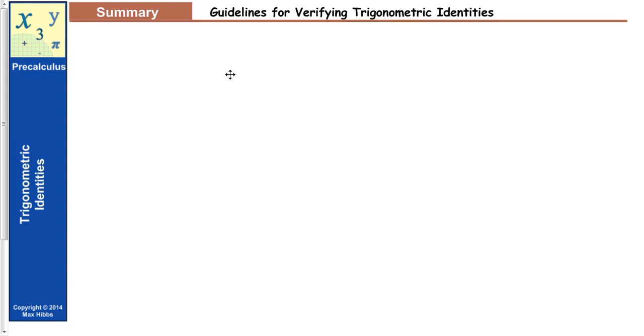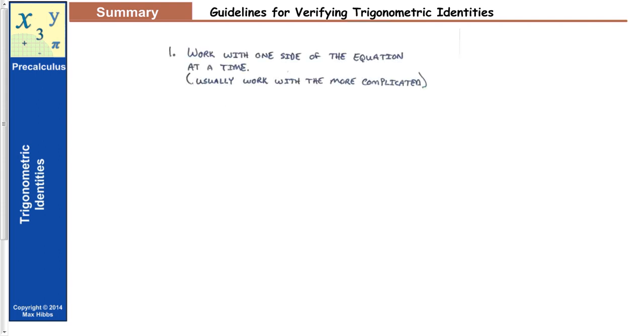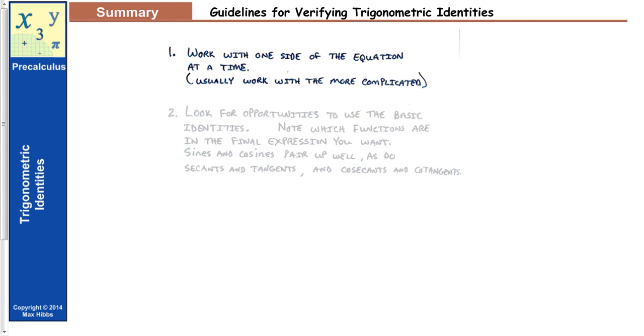And as you see here, I've called it guidelines. Well, the very first thing to recognize is that you work with one side of the identity at a time, and you usually work with the more complicated side, and you keep changing little pieces at a time. Once you've changed a little bit, then you change on the next line a little bit more until you morph it into the other side, either the more simplified side as we consider it, or the simpler of the two sides. But you start with one side.